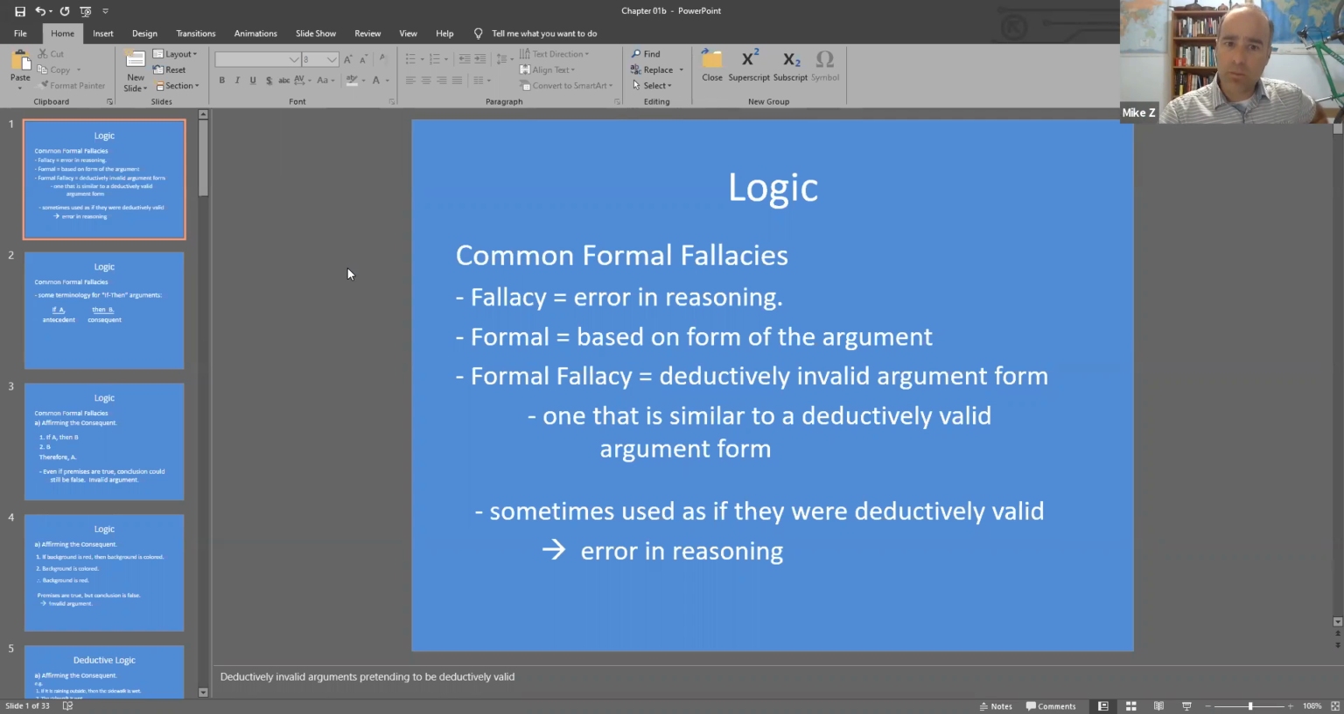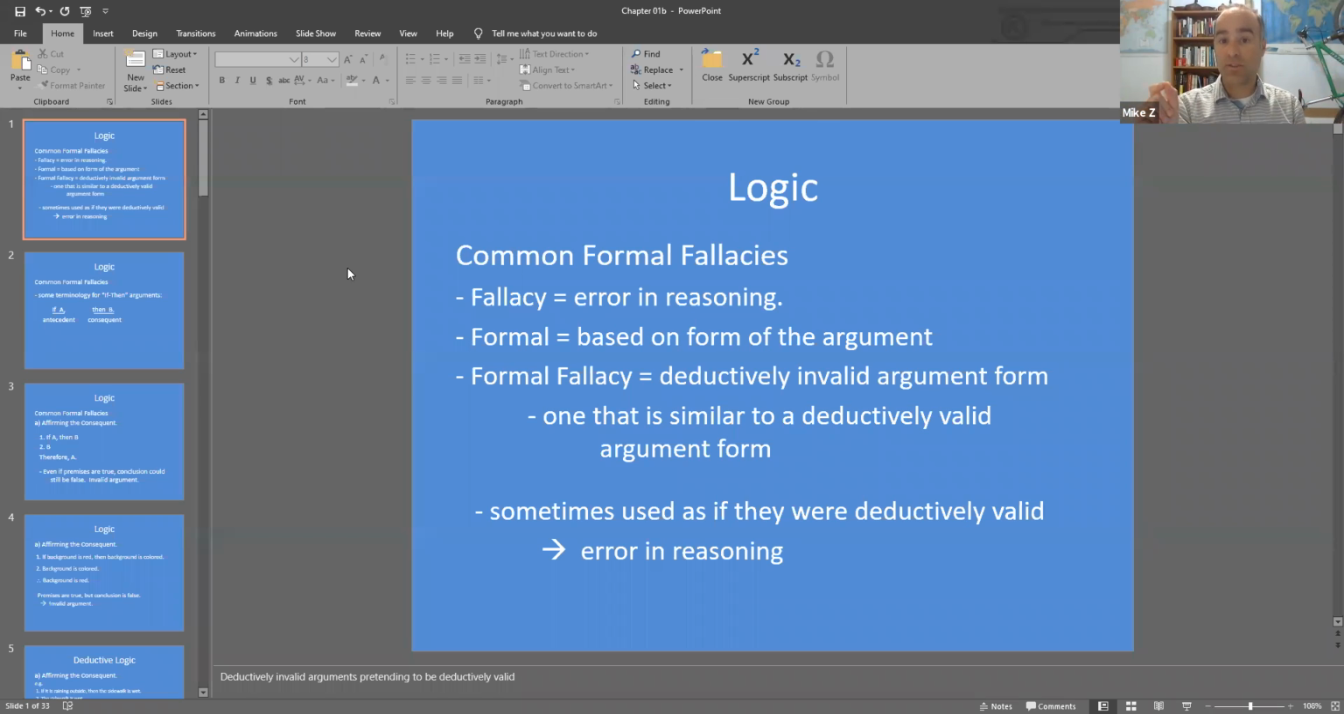And to be formal here is not sort of the opposite of casual. It's instead referring to the form of the argument, right? The structure or the pattern of the argument. So a formal fallacy is a deductively invalid argument form. And the reason it's invalid is because the form is sort of messed up. But it's messed up in such a way that it looks very similar to a deductively valid argument form. But we'll notice sort of a key thing that's wrong.